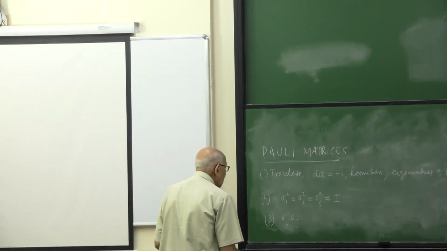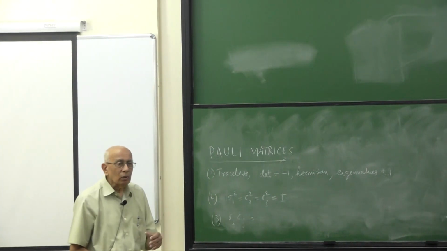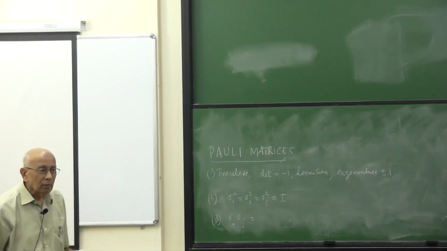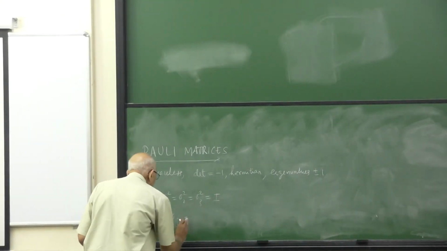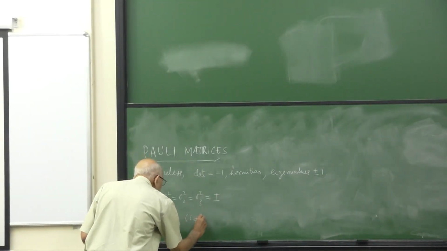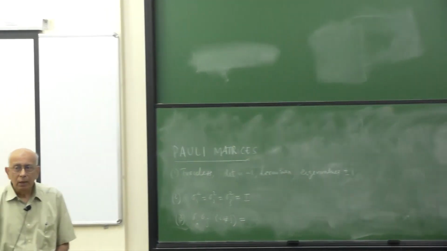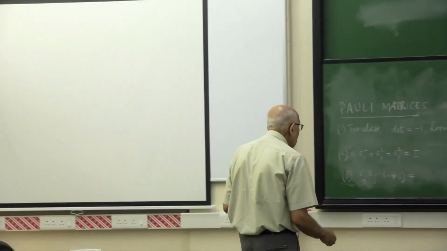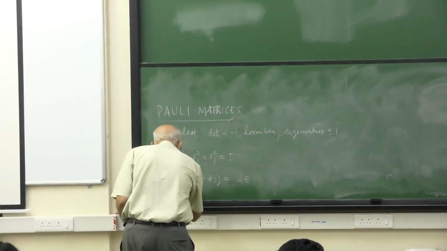What is sigma i, sigma j equal to? Well, you have to take i equal to 1, j equal to 2, etc. If i equal to j, of course, it's equal to 1. But when i is not equal to j, sigma 1, sigma 2 will give you i sigma 3. Sigma 3, sigma 1 will give you i sigma 2, and so on. So this is equal to i times epsilon. Let's not use i and j, let's use j and k.